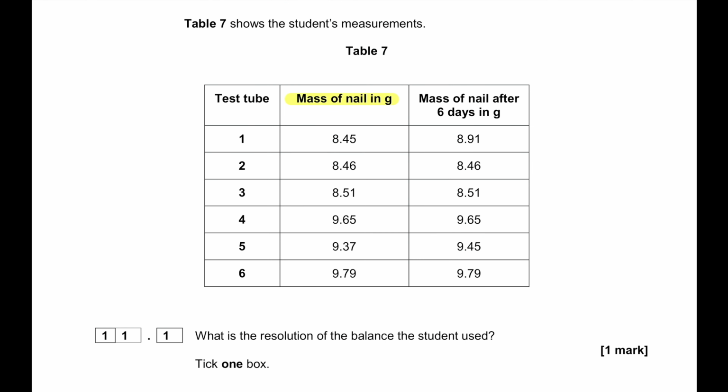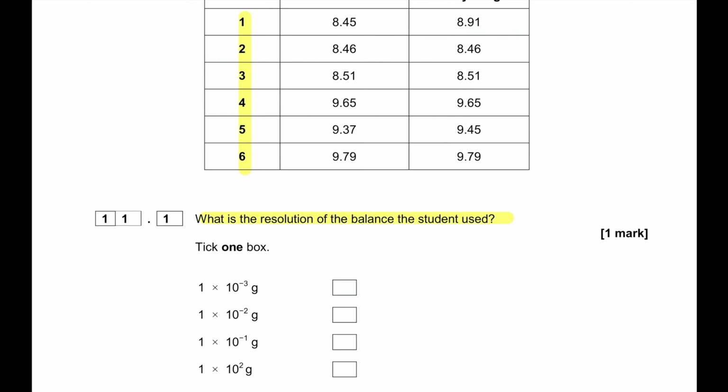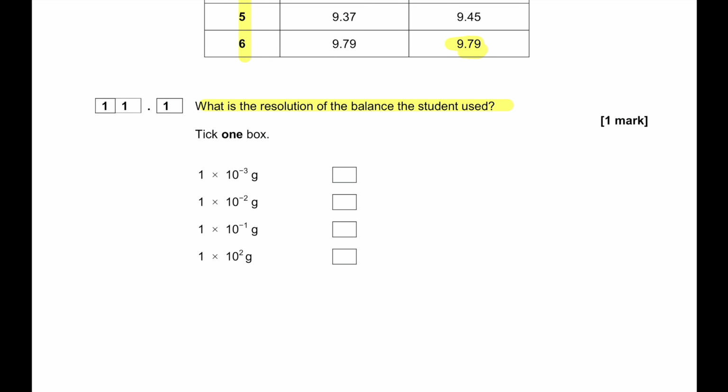You can see the mass of the nail in grams in each different test tube, and some of them increased in mass. What is the resolution of the balance the student used? In this case, we can see the student uses a balance that is correct up to 2 decimal places. So we can say that it is correct to 0.01 gram, which means 1 times 10 to the power of minus 2.